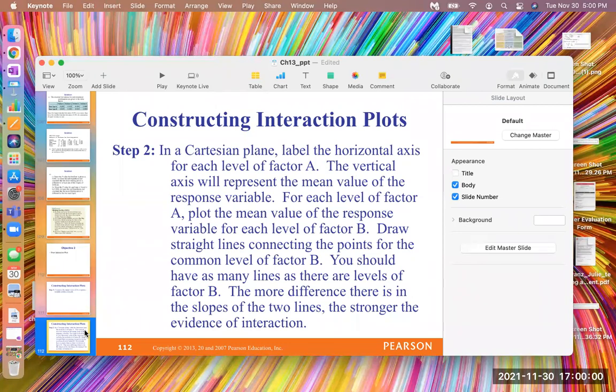And the fact here is that the more difference there is in the slopes between the two lines, the stronger the evidence of interaction. And really, when they say difference between the slopes, one is negative and one is positive.